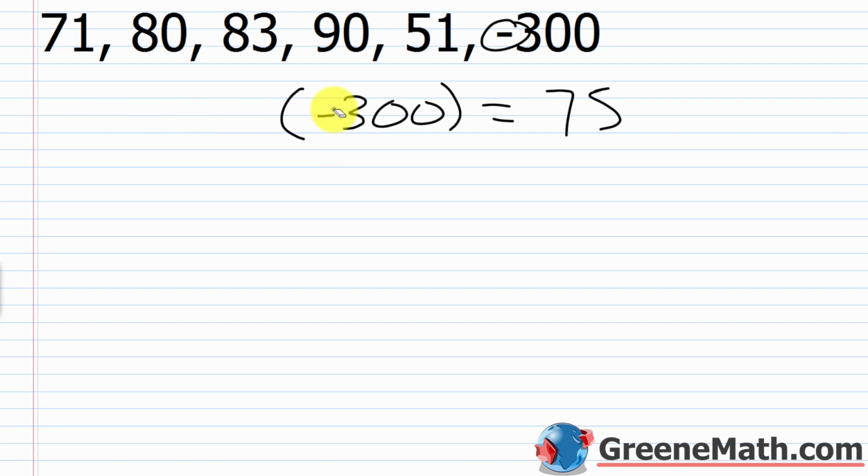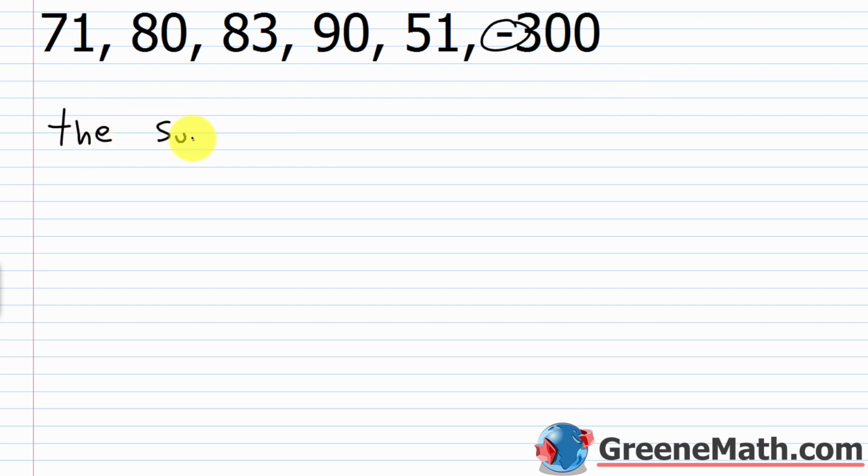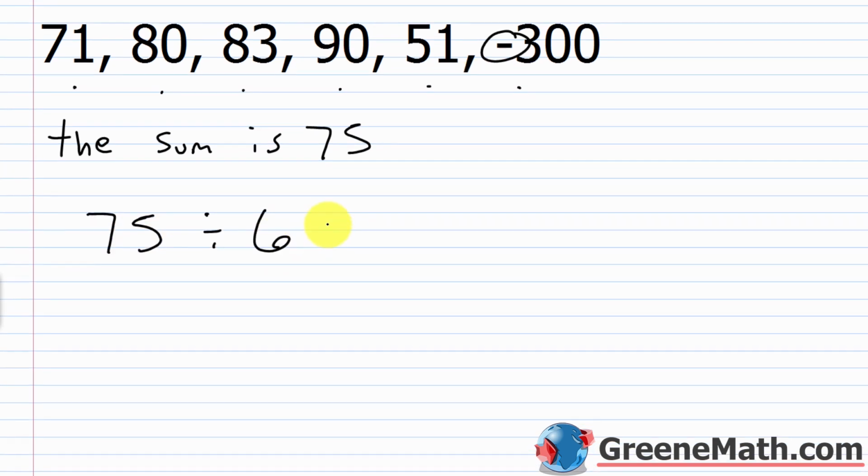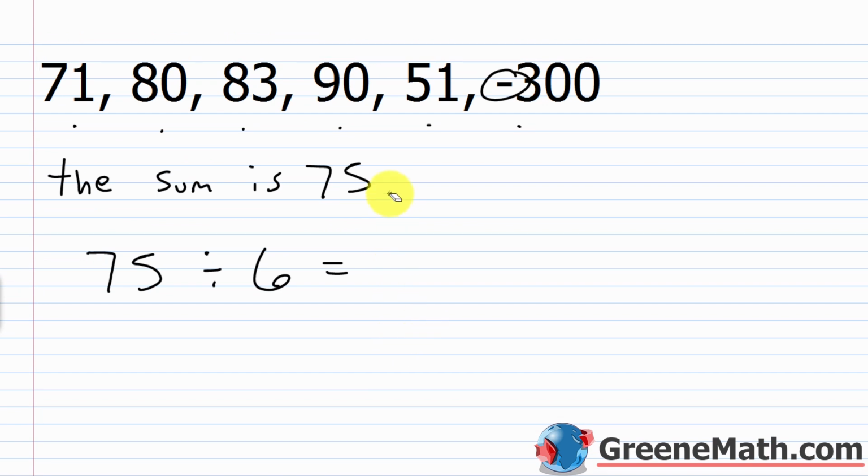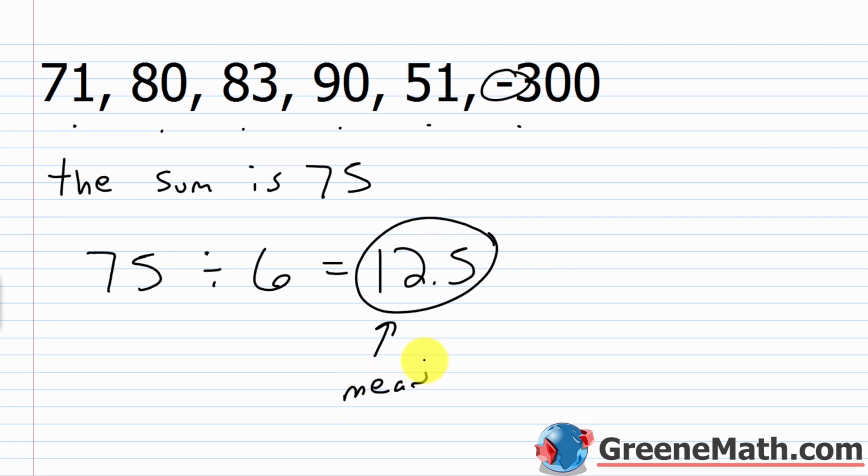Because that's the sum. So we'll write out real quick that the sum is 75. And we have 1, 2, 3, 4, 5, 6 numbers. So what is 75 divided by 6? 75 divided by 6 is 12.5. And again, this is your mean, or you can say this is your average, 12.5.